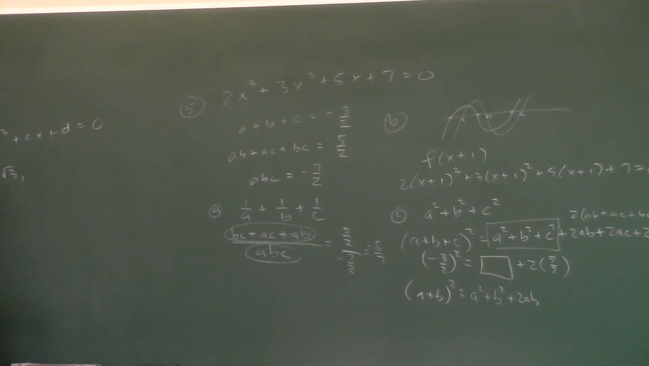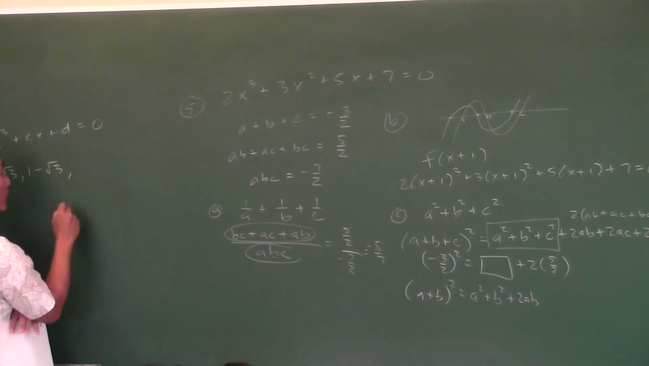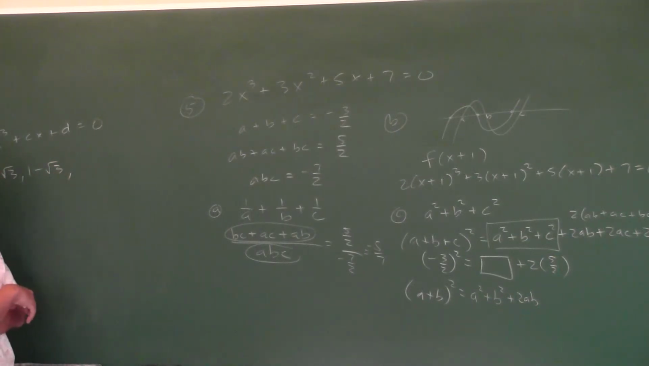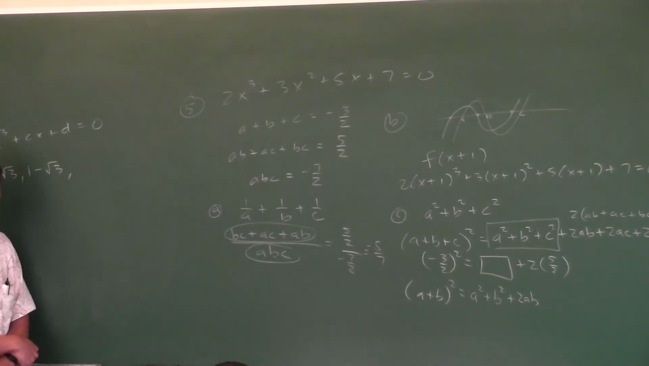Okay, one of the roots is 1 plus root 3. Now what did we learn yesterday? If one of the roots is 1 plus radical 3, what has to be another root? 1 minus radical 3. Now the third root, we don't know what it is. If you want to call it r, you can. But if you notice that there's no x squared term, what does that mean?